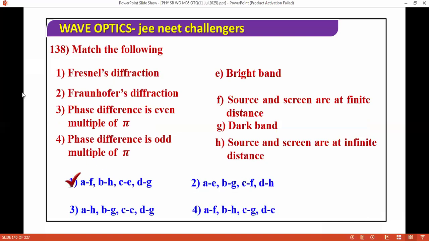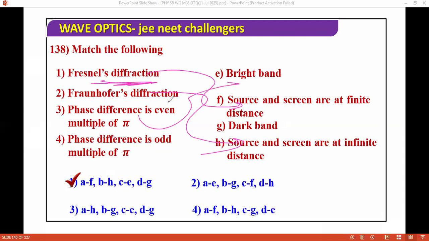First one. I'm talking about Fresnel diffraction. Fresnel diffraction is basically where the source and screen are at finite distance. In Fraunhofer diffraction, the source and screen are at infinite distance. And we are talking about phase difference: an even multiple of pi means a bright band, and an odd multiple of pi means a dark band. This concept is clear to you. So next we are moving to the next question.